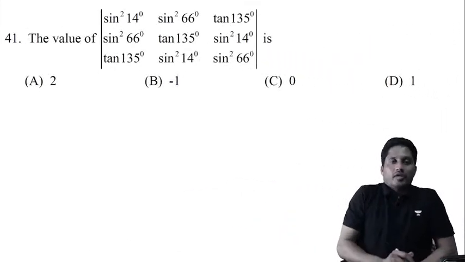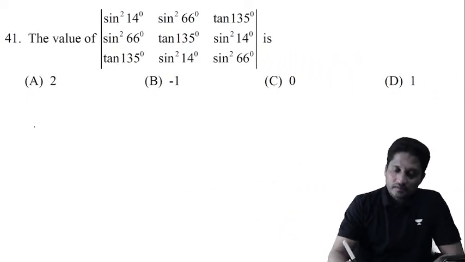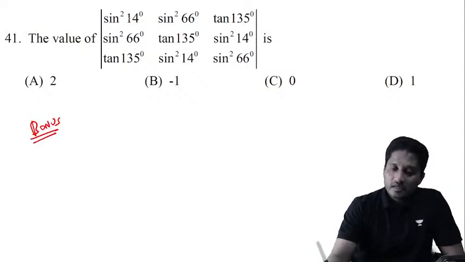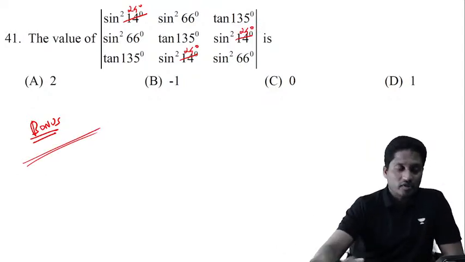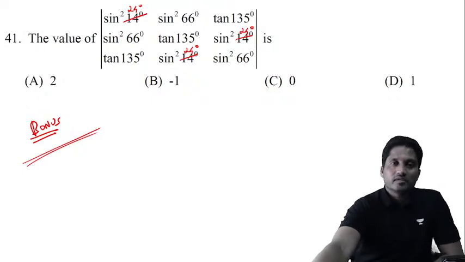Okay, question number 41. This is the bonus question. The value cannot be determined, but if you change this 14 degree to 24 degree, then you can find out. Wherever 14 is there, you write 24, the answer will be 0. But anyway, it's a bonus question. With this, you can't find the value. It's the only problem where students will get a bonus. Question number 42.